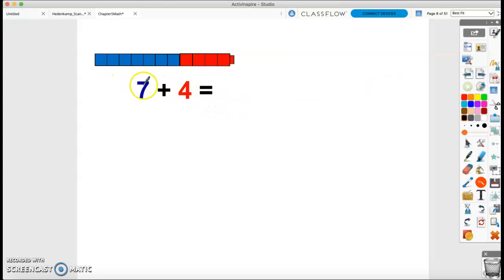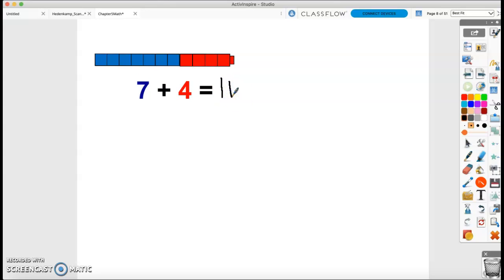All right? So here we go. We have 7 plus 4. So if you look at this, I have 7 blue and I have 4 red. Okay, so I need to know how many I have altogether. Well, I know there are 7 here, and I'm going to count up. So we're going to say 7 and then 8 and count up. Here we go. Ready? 7, 8, 9, 10, 11. So I know that 7 plus 4 equals 11.